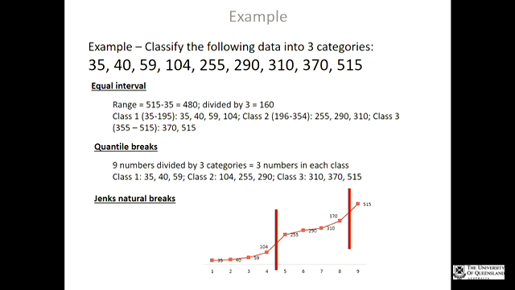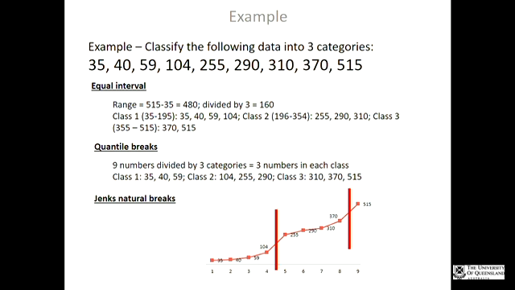So the defined interval is basically just saying we have equal sized intervals. And that's useful when we want to capture the variation. We want to just visualize the variation across the whole range of the data. Okay. That's when the equal interval is useful. Quantile breaks, on the other hand, what it does, it says, right, let's find intervals that have the same number of observations in them. Okay.